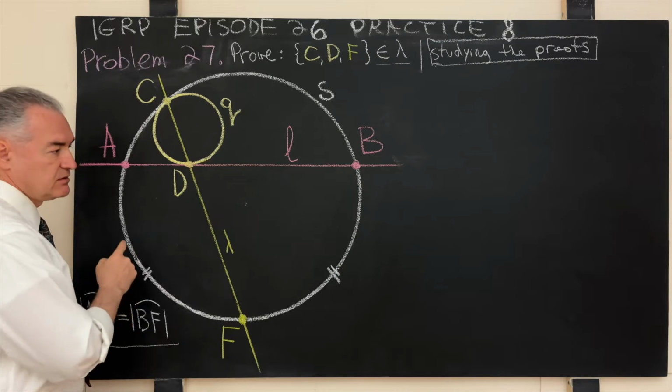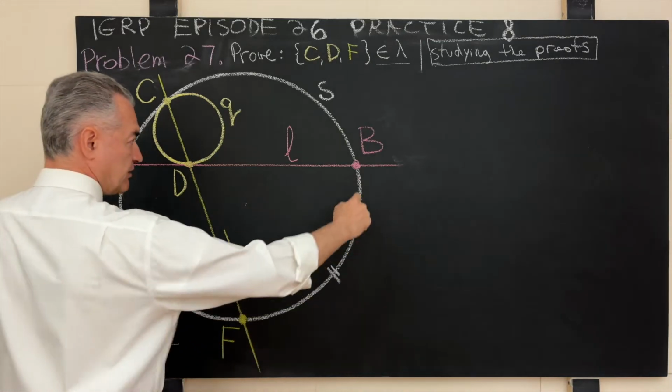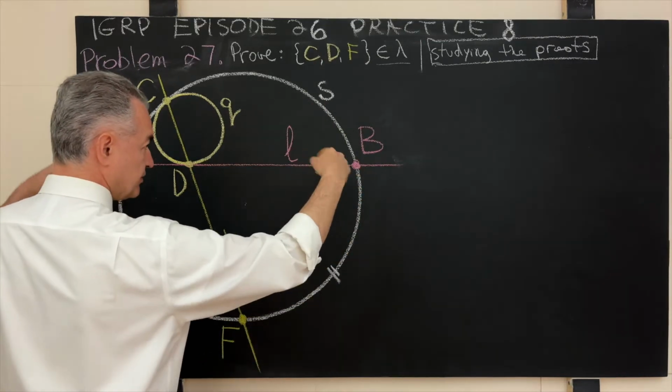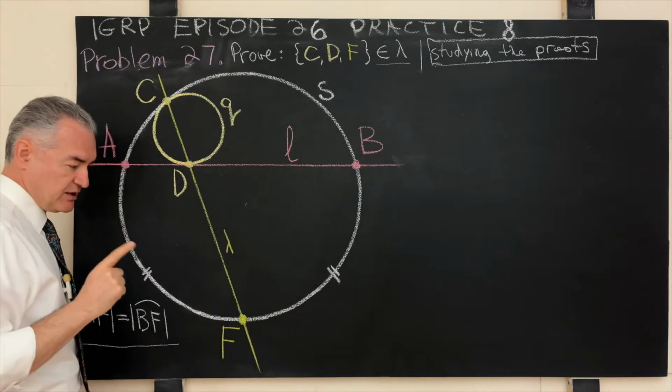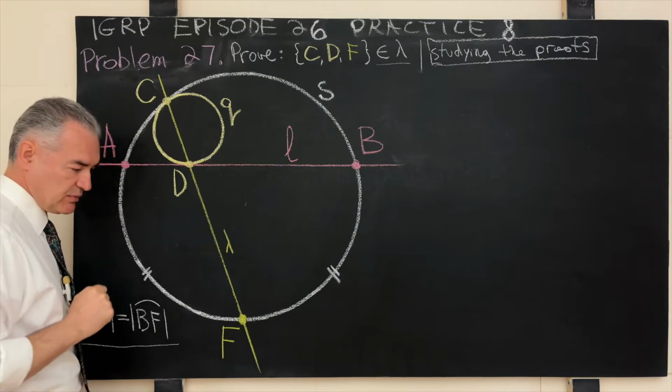It will be the dead middle of the corresponding complementary, or the opposite, chord AB of the generating circle S. That's property number 1. That's interesting about this point.